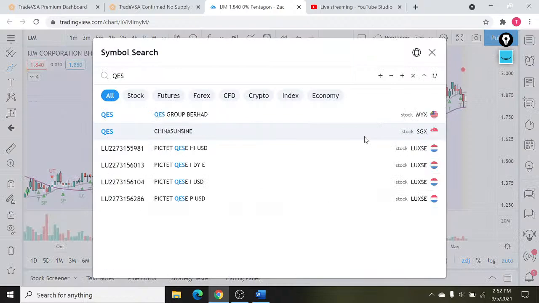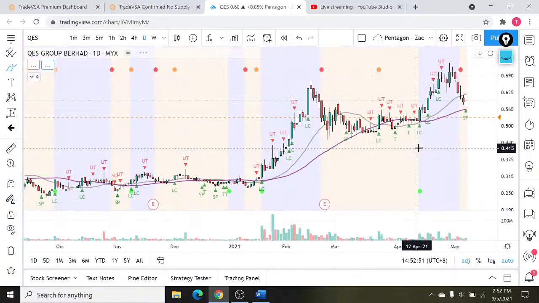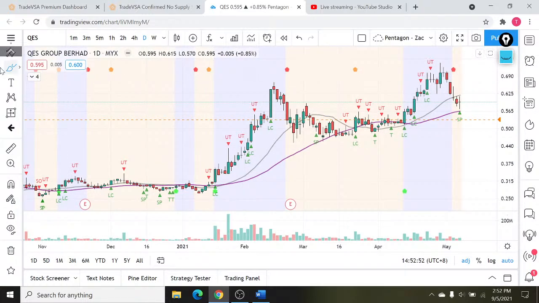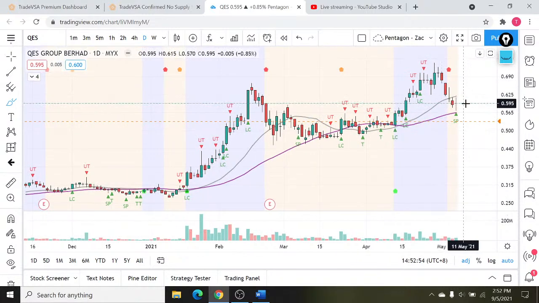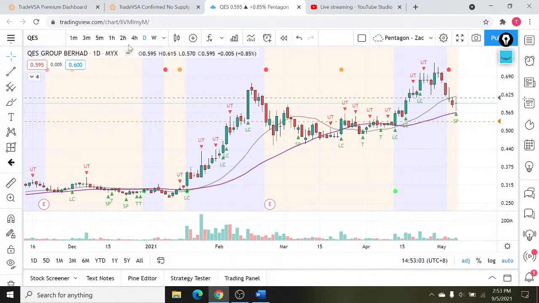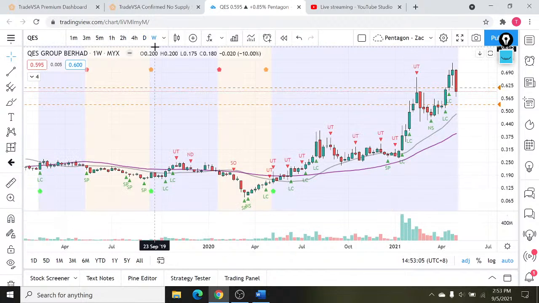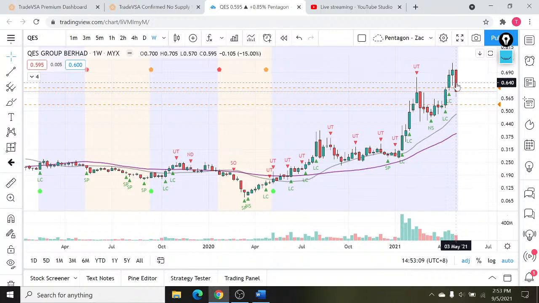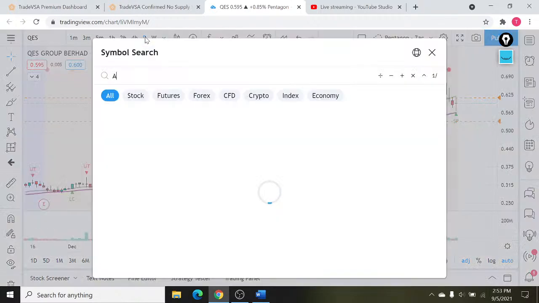QES and Asia Poly, then we close. Seems like also a nice pullback. We got an SP. This kind of chart is sometimes a bit easy for me because on the next green Pentagon I can trade already, because it pulled back nicely. Weekly chart too, we got NS. Seems like it's a down bar, but it's not that high volume. Last one, Asia Poly.